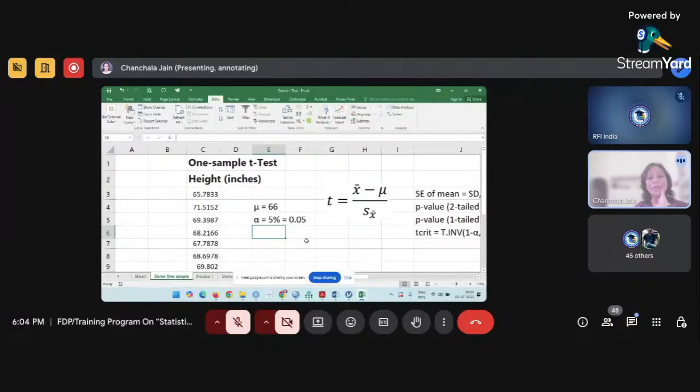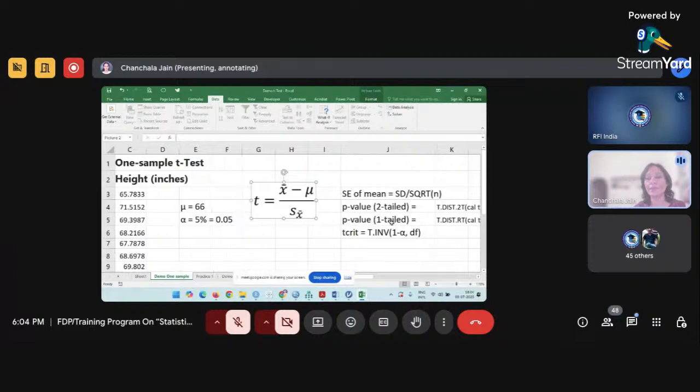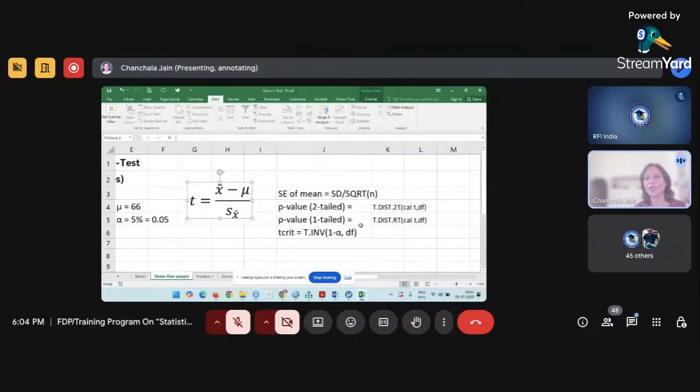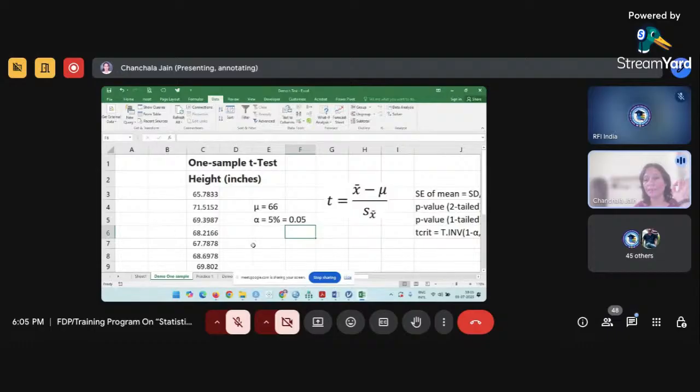For that purpose, I have already given you the formula which can guide you on how to get that p-value, because for getting the p-value, if you see, I have given you the functions here. In case of the two-tailed p-value and the one-tailed p-value, in both cases these functions ask us to provide the calculated value of t. So we need to calculate the t value first, right? Till here, I think I'm clear. May I proceed?